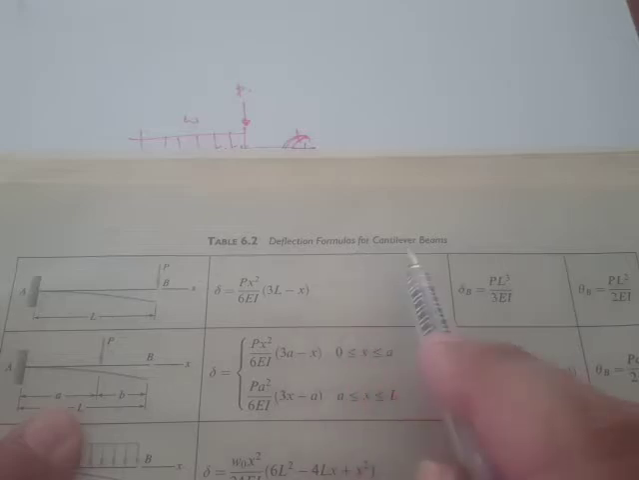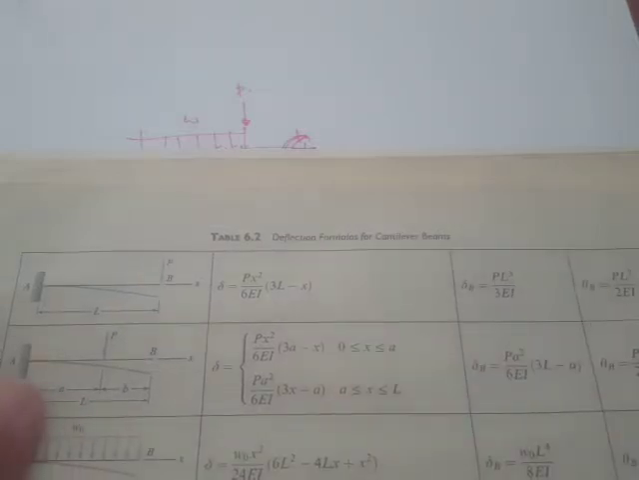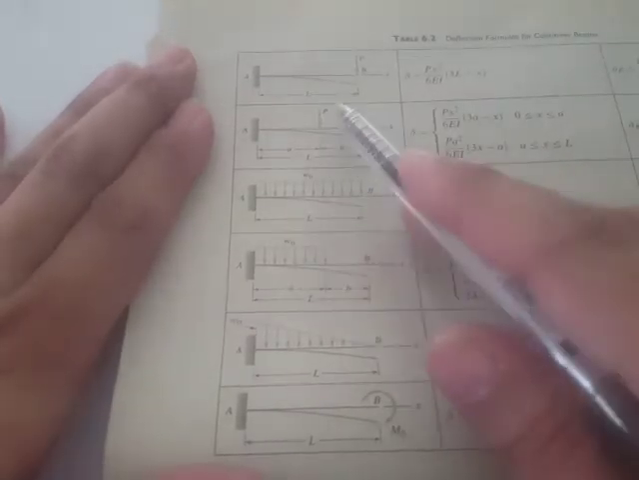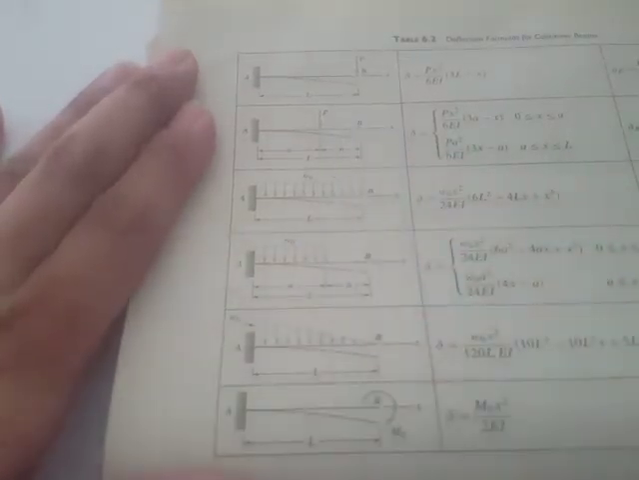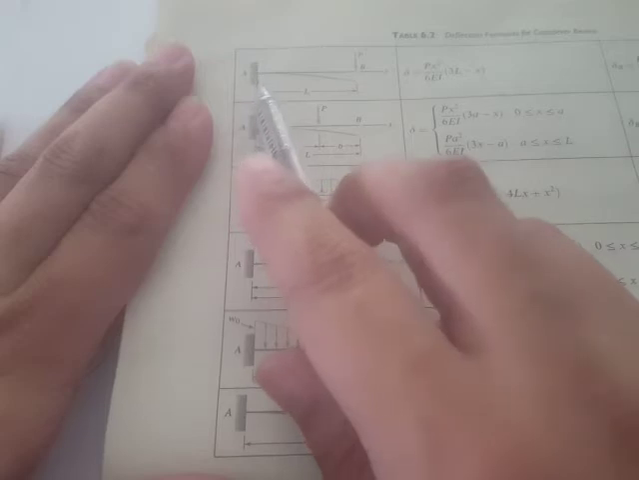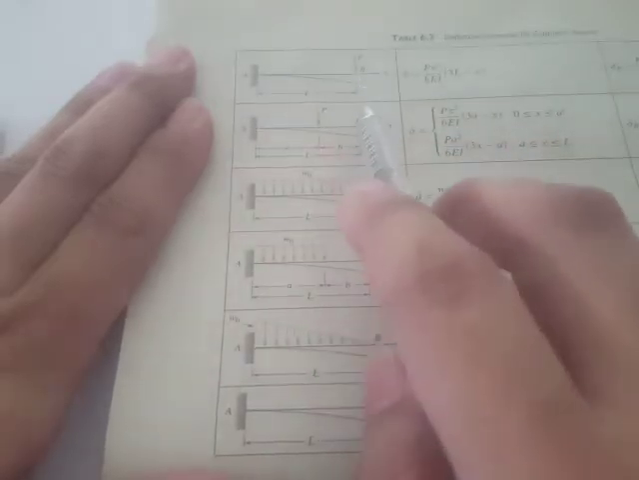And right here there is a beam table. Okay, so first, this first table says deflection formulas for a cantilever beam. That means that all the beam loadings and beam conditions here are in cantilever beams, which means it has a fixed end right here and a free end at the other end.